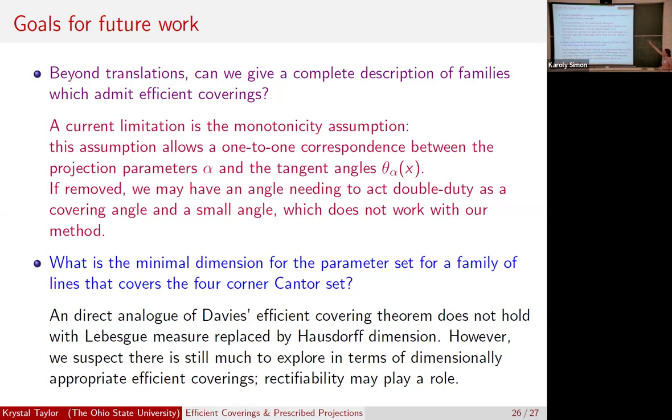But yeah, I'm very interested in this. We have these quarter circles. So if you have translations of the quarter circle that admits efficient covering, I would love to understand the full circle.